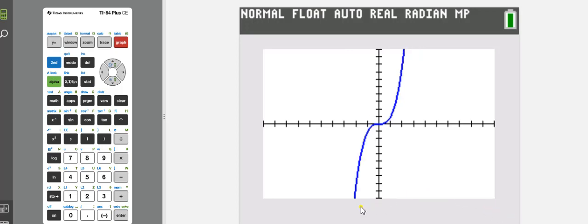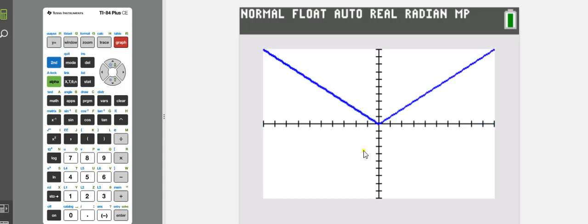Next, we have a cubic function. This is x to the third. That is the next parent function. The next parent function we have is y equals radical x. Next, we have a reciprocal function, y equals 1 over x. And we have an absolute value function, y equals absolute value of x. All these are examples of parent functions.